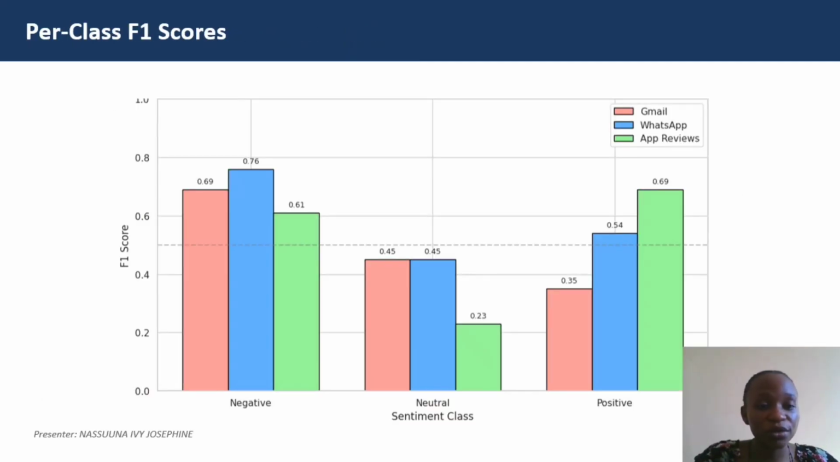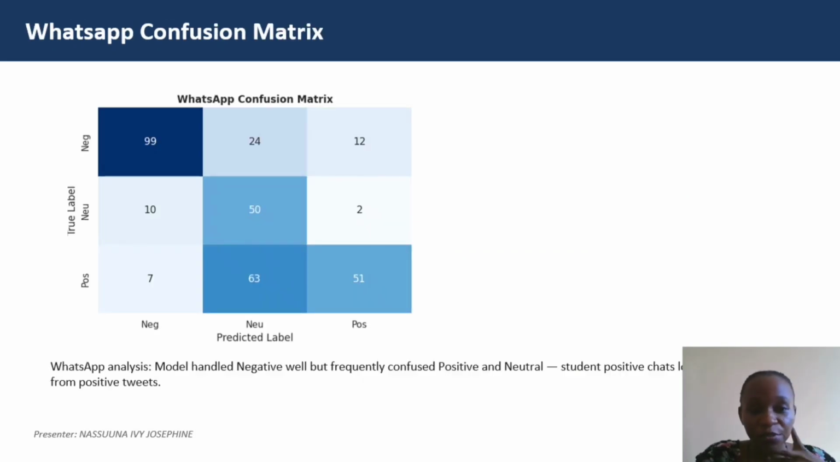Now we look at the F1 scores. Looking beyond overall accuracy, the F1 scores tell a more specific story. Negative sentiment was more reliable and detectable, as you can see. Neutral and positive didn't perform so well, and for the app reviews, the neutral class didn't do so well. Now we go to our WhatsApp confusion matrix.